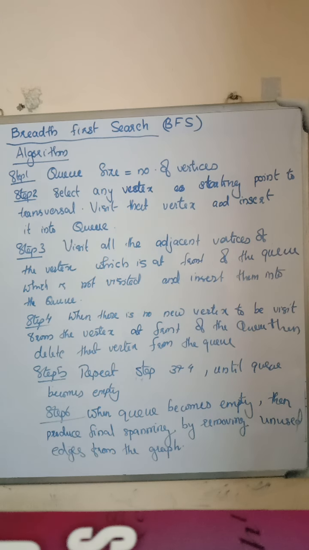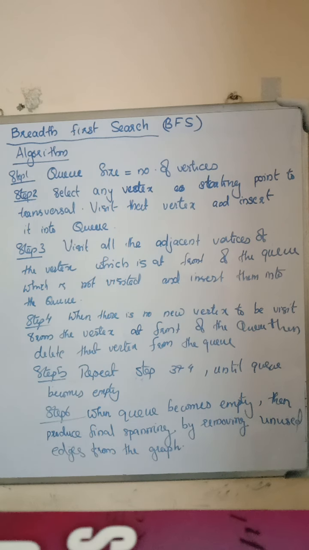BFS algorithm, step 1: define a queue of size total number of vertices in the graph. Queue size is the number of vertices. Then step 2, select any vertex as a starting vertex, like in DFS. Visit the vertex and insert it in a queue. In DFS we use a stack; here it is a queue.